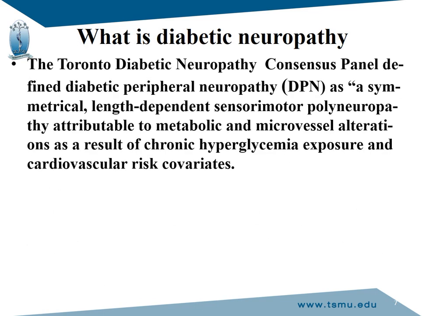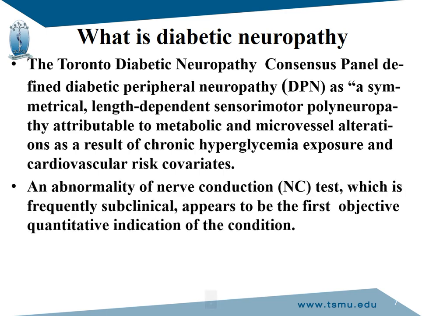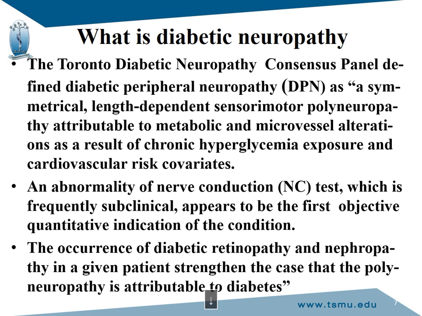The Toronto Diabetic Neuropathy Consensus Panel defined diabetic peripheral neuropathy as a symmetrical, length-dependent sensorimotor polyneuropathy attributable to metabolic and microvascular alterations as a result of chronic hyperglycemia exposure and cardiovascular risk covariates. An abnormality of nerve conduction tests, which is frequently subclinical, appears to be the first objective quantitative indication of this condition. And the occurrence of diabetic retinopathy and nephropathy in a given patient strengthens the case that the polyneuropathy is attributable to diabetes.